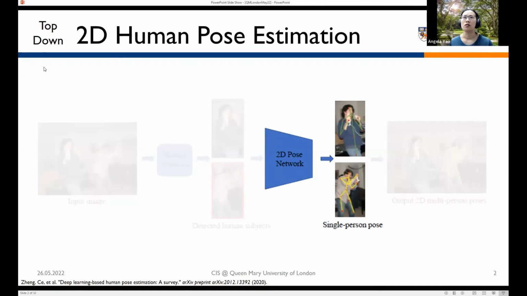So this is what's considered top-down pose estimation, in contrast to the bottom-up, where maybe you want to detect all the possible joints of the people present in the scene, and then you try to group things together. But for us, we're interested in this subvariant of 2D human pose estimation. So it's top-down.